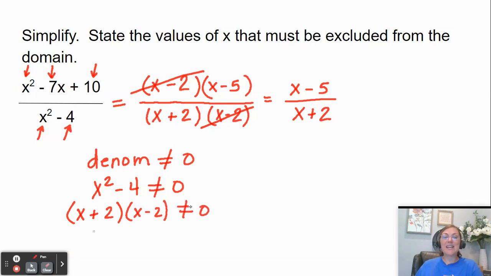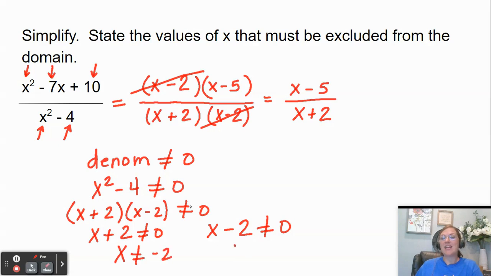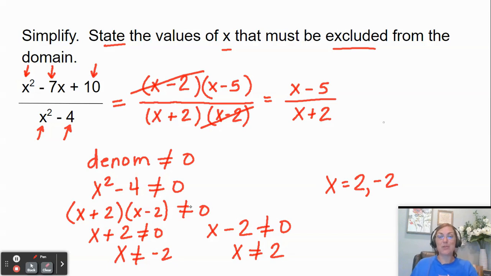So now we can set each of those saying that they cannot equal 0. So x plus 2 cannot be equal to 0 and x minus 2 cannot equal 0. So that means that x cannot be negative 2 and x cannot be 2. So look at the instructions again. State the values of x that must be excluded. So that means that x equals 2 and negative 2 need to be excluded from the domain.